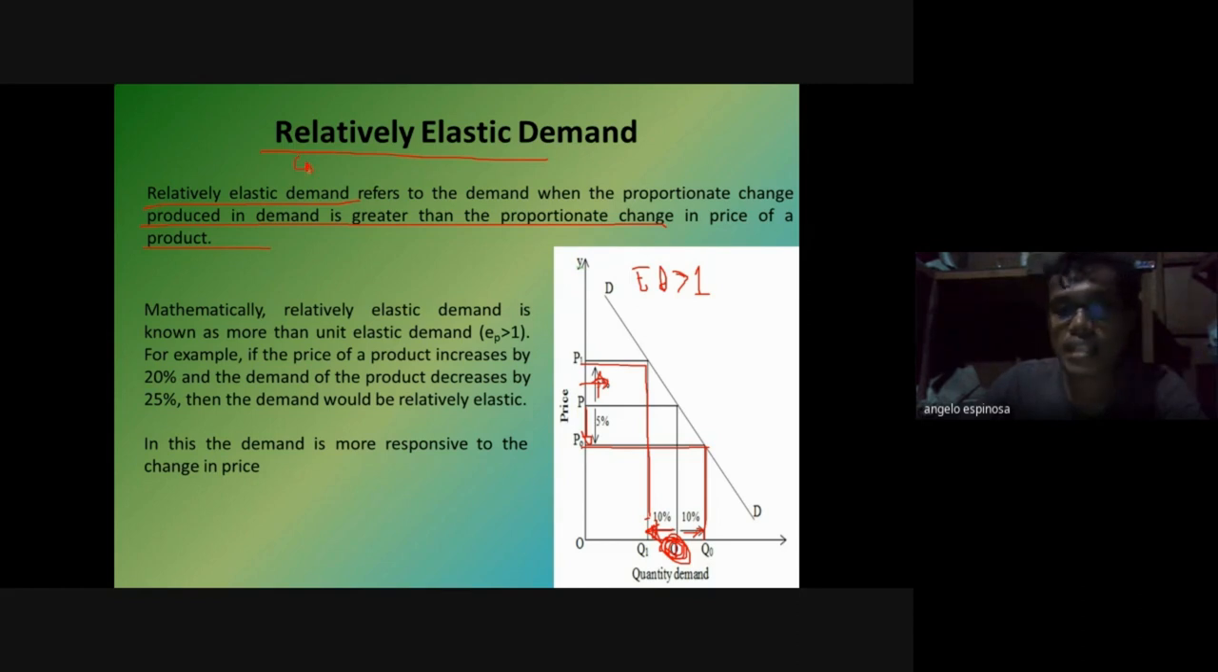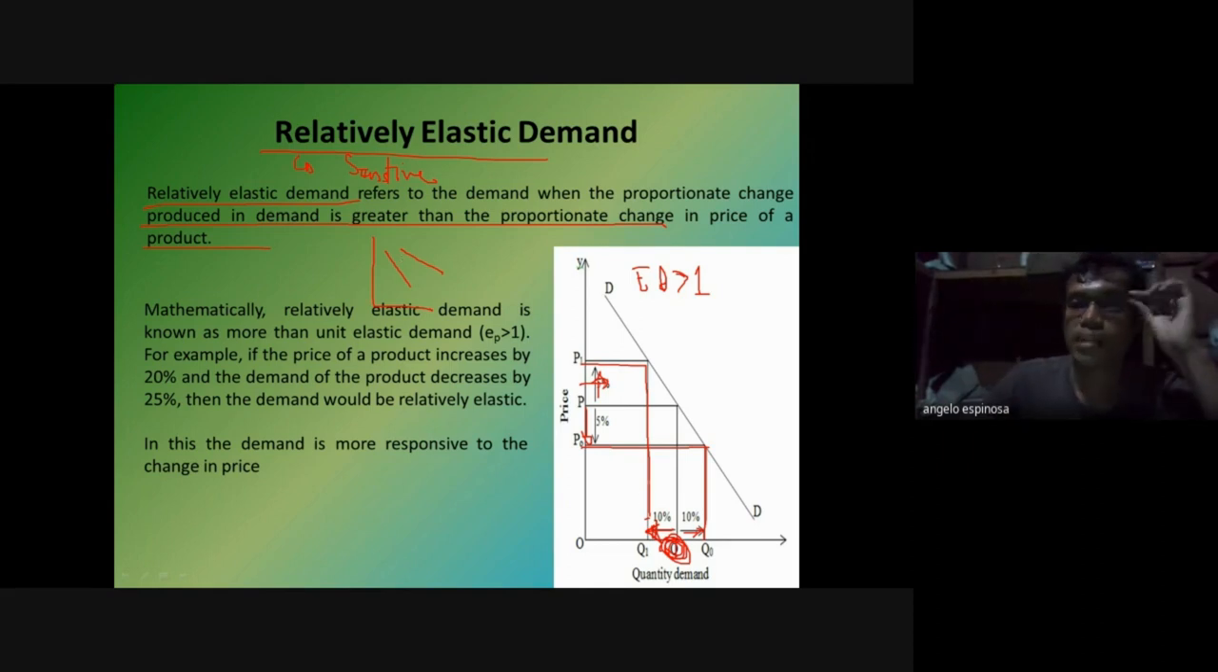It is being sensitive. The demand is relatively sensitive to small price changes. Okay? So, ano yung graph niya? Ganyan siya nung una, ngayon pwede na siyang maganito. So, nagkaroon siya ng changes talaga, nagkakaroon talaga ng malaking changes.